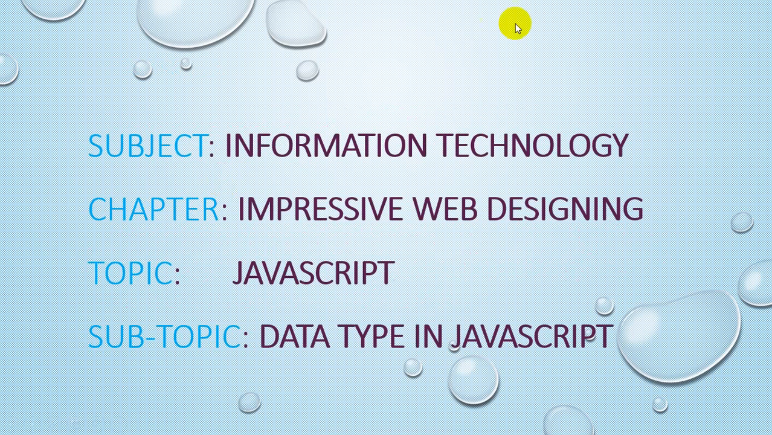So we are in our first chapter, that is impressive web designing, and our topic is JavaScript. In this we are learning data types in JavaScript. So what is the data type? Finally you come to know it means which type of information you are going to store. The type can be of character, can be of date, can be of number, or we have a number of types. So we will see one by one.